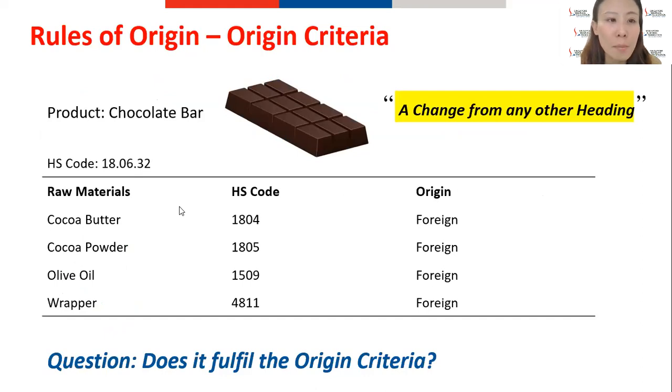So here is a simple example to illustrate what we have just gone through in the past few slides. Exporting a chocolate bar with an HS code of 180632. The origin criteria is highlighted in yellow, which is change in heading. The foreign raw materials' HS codes are given in the table below. With this information, can you tell me if this product fulfills the origin criteria? I'll give you a few seconds to look through and I will launch a poll for you to select your answer.